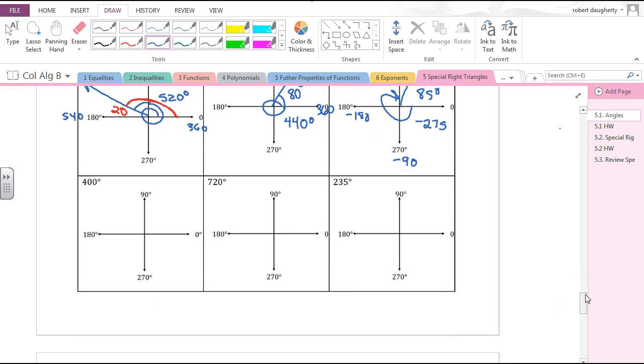400. It's a positive angle. Is it more than 1 revolution? Okay, so 1 revolution is how many? 360. How much further do I have to go? Okay, I'm at 360. How much further do I have to go to get to 400? 40. Okay, so that's my 400 degree angle. And what is this angle right here, from here to here?